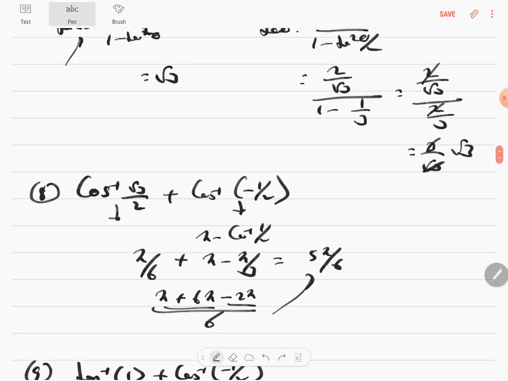Cos inverse of root 3 by 2 plus cos inverse of minus 1 by 2. This negative argument gives pi minus cos inverse of 1 by 2. Cos will be 1 by 2 at 60 degrees, which is pi by 3.